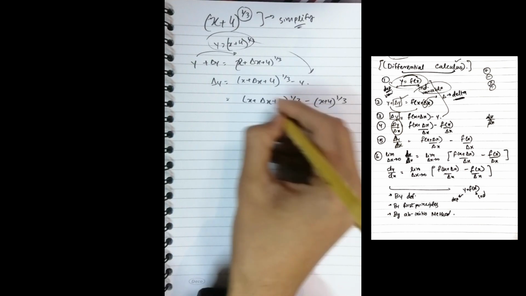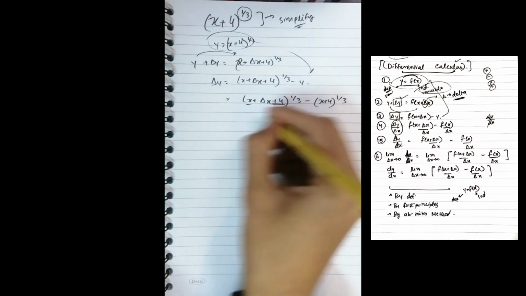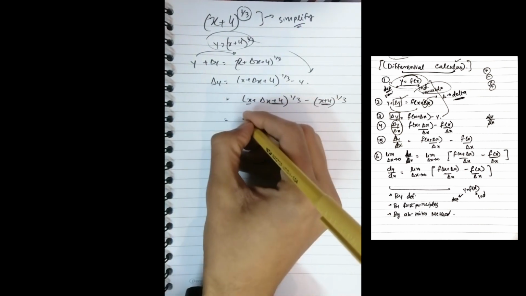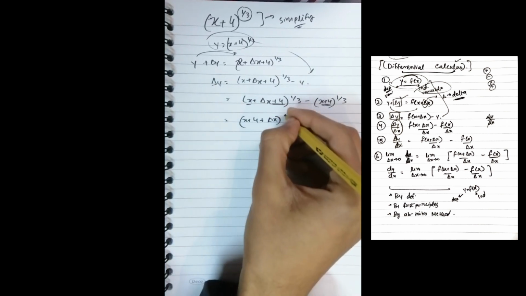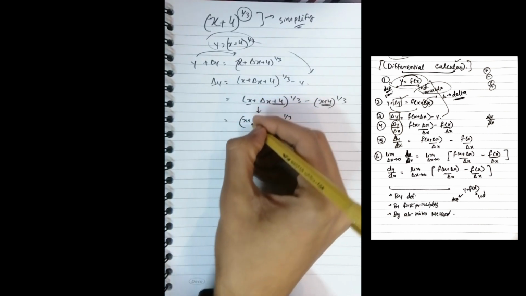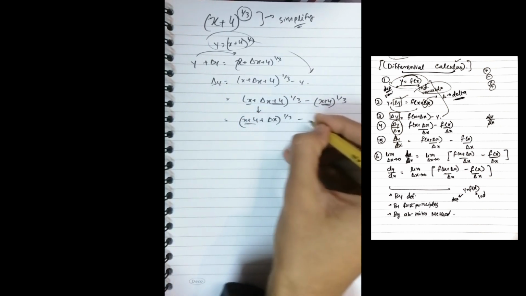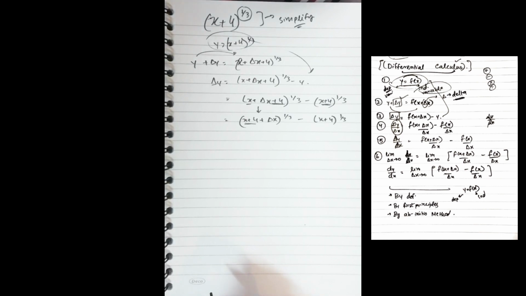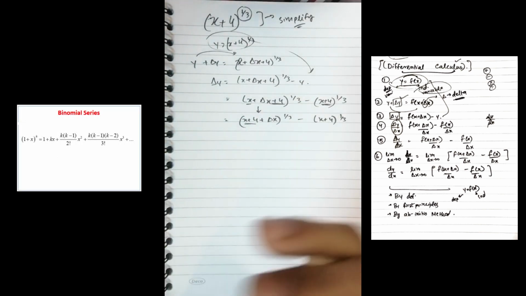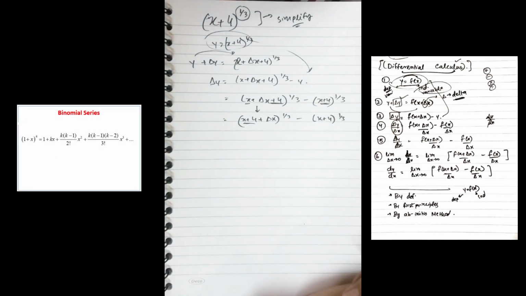You can see that this whole term x plus 4 is present over here: x plus 4 plus delta x. Let me just write it like this, because we are going to play with this term, (x+4)^(1/3). Now, have you ever heard about the binomial series or binomial expression? Yes, that's the same phenomenon. We are going to use it over here.